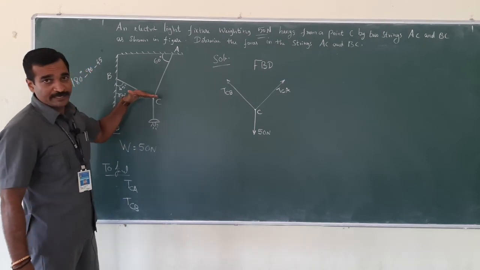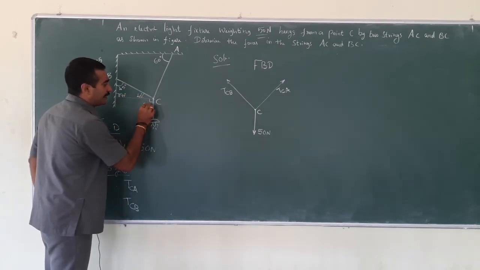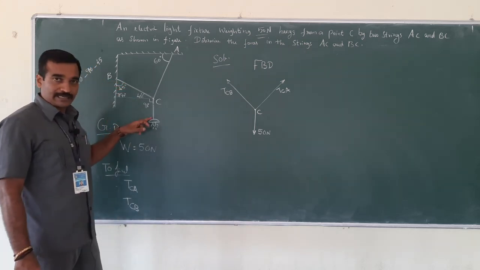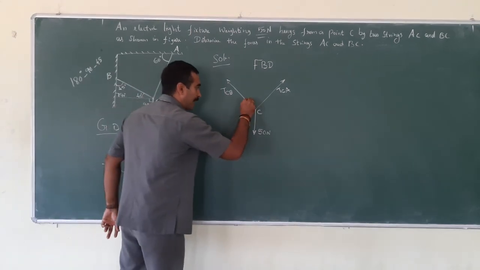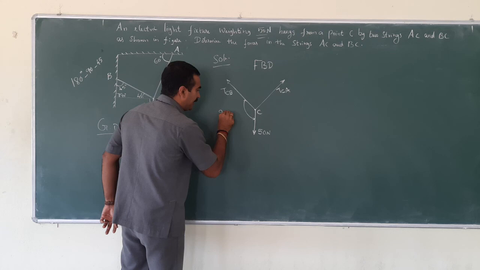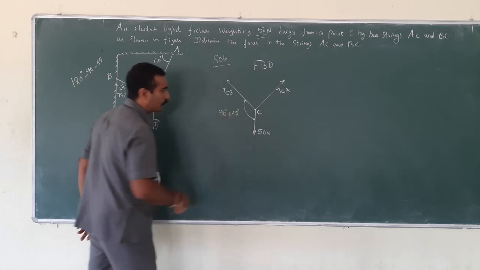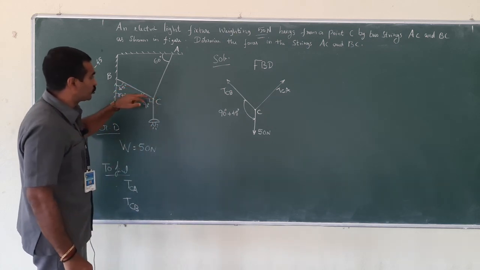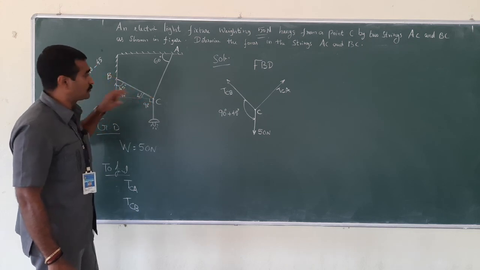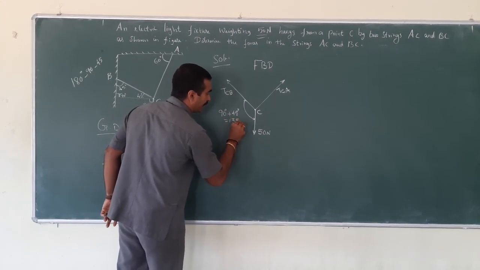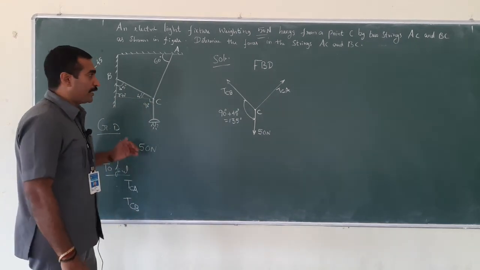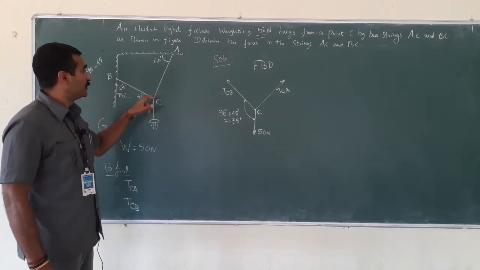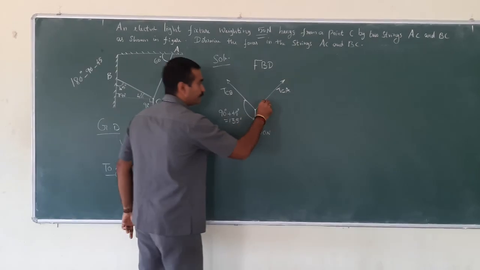Since I have drawn a horizontal line, this could be 90 degree. Then between these two, that is B to this lighting fixture, the angle could be 90 degree plus 45 degree. Look at here, from the horizontal to the lighting fixture is 90 degree, and from the horizontal to CB is 45 degree, which is equal to 135 degree. Clear? Now I need to find the angle between the lighting fixture and TCA.